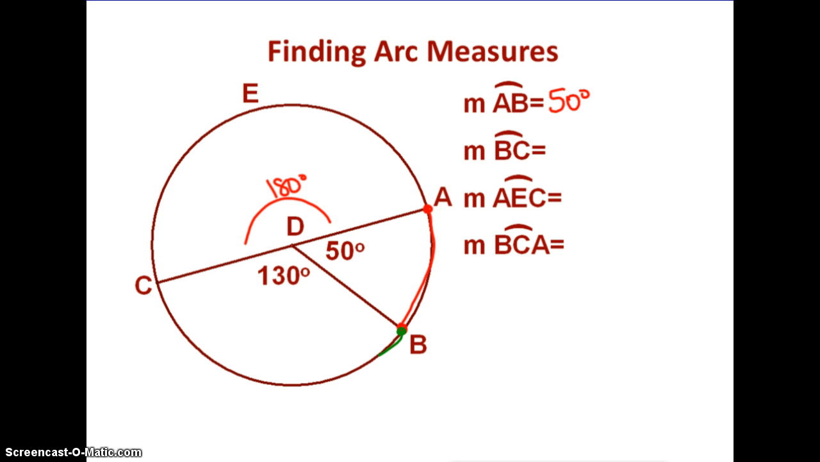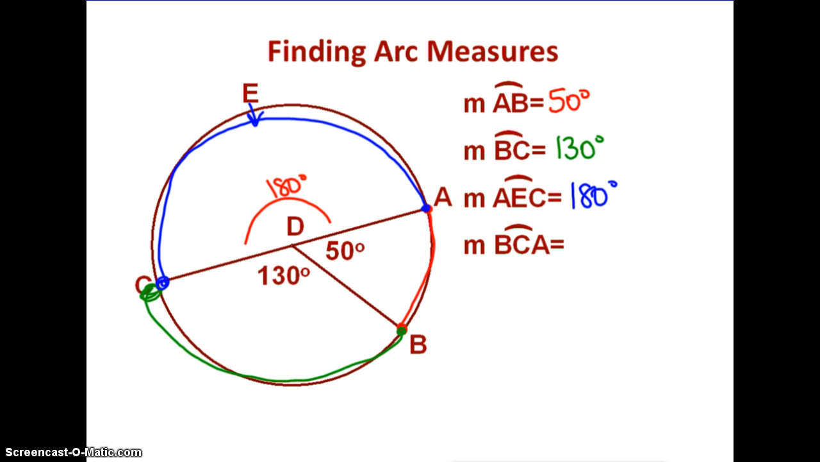Now BC, you start at B, you travel all the way to C, and the central angle that makes that arc measures 130 degrees, so the arc must be 130 degrees as well. AEC, this is either going to be a semicircle or a major arc. So I start at A, I go to C in the way that passes point E. Because it covers exactly half of the circle, it's 180 degrees.